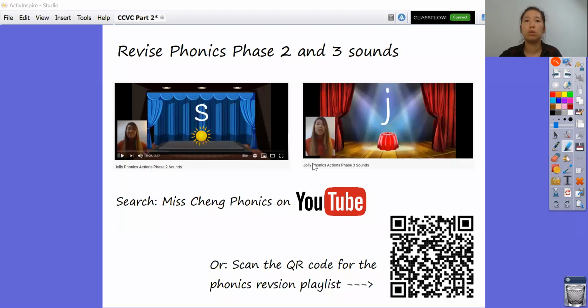Also, if you haven't done so just yet, you'll need to go on to YouTube and either search up Miss Cheng Phonics, or scan this QR code so that you can revise phase two and phase three sounds before you start your phonics lesson. If you haven't done that just yet, go and do that now. You can pause the video and come back to it in a minute. Okay, so now that you've done that, we're going to get on with our lesson. All right, here we go.